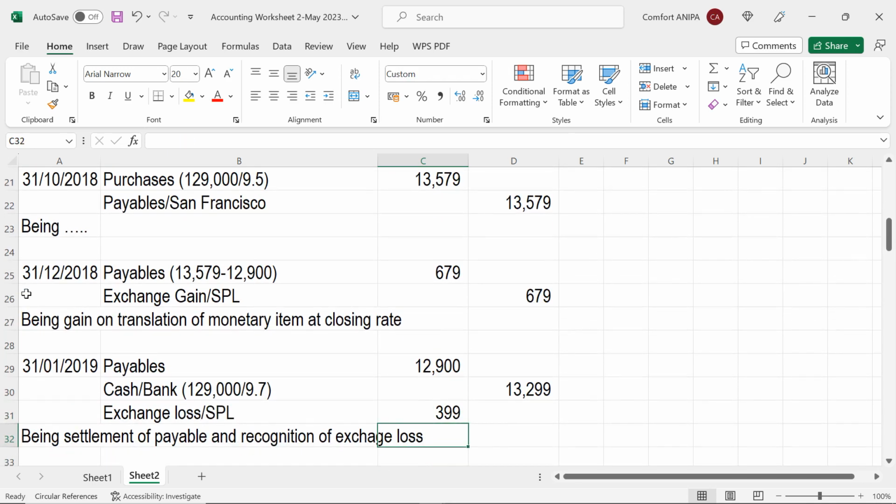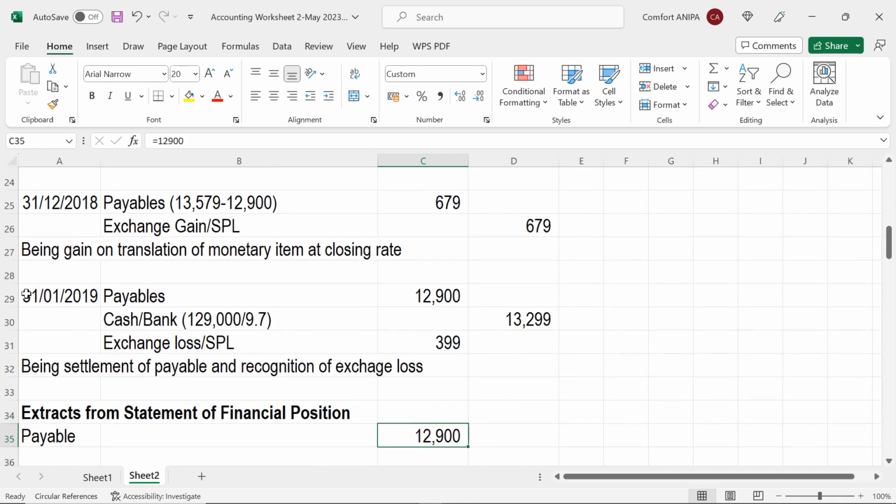Right. Then the following month, which is 31st January, we paid. How much did we pay? We paid the 129,000. We paid cash at the transaction rate. What is the transaction rate? 9.7. And therefore, we will credit cash for that. Now, as you can see, we are paying more because in the books, we closed the year with 12,900. But now the exchange rate has changed, and therefore we are paying 13,299. Because we are paying 13,299, we have an exchange loss from the settlement. So that's how you work on it.